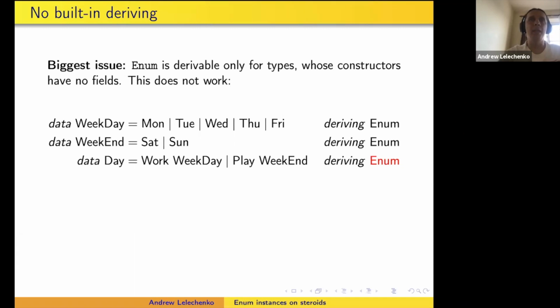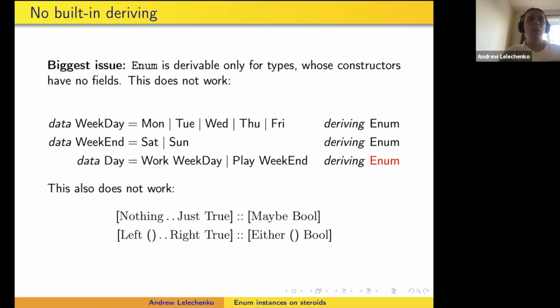We'd like to split it in two types, weekday and weekend. So we can define weekday and derive enum automatically. We can define weekend and derive enum automatically again. But if we try to define day as a sum type, like we work on weekday or play on weekend, and we ask GHC, please derive enum because, well, it's isomorphic to our previous data type, shouldn't make much difference and doesn't look that difficult. But actually GHC will complain and it will refuse to derive an enum instance for day.